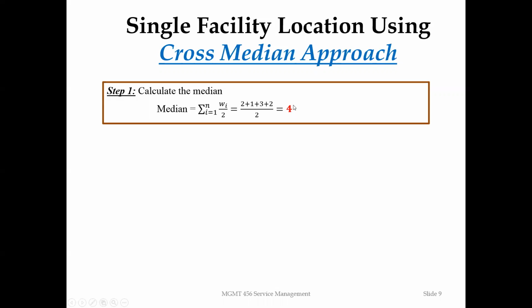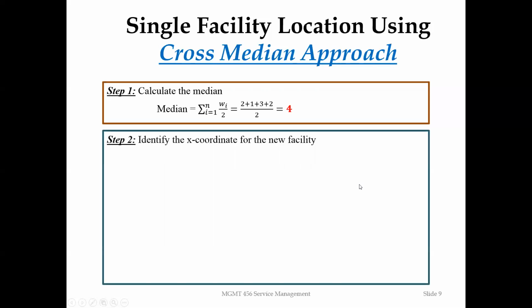This is a very important number because in step 2 and step 3, we're going to use this number. We're going to compare the total weights to this number. So let's move to step 2. In step 2, we have to identify the X coordinator for the new facility. In order to do that, we're going to go in 2 different directions, from west to east, and then from east to west. So first of all, let's go from west to east. Let's look at the sequence.